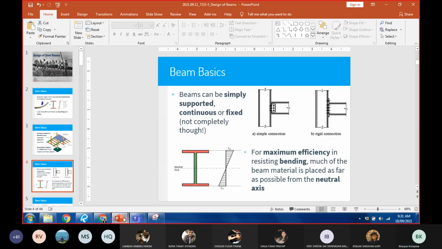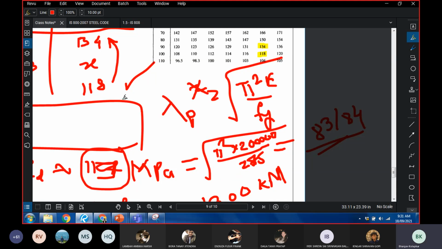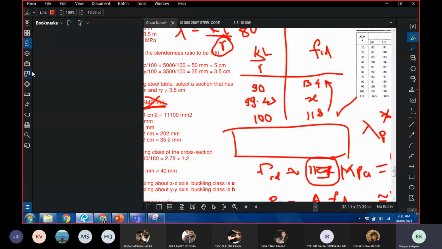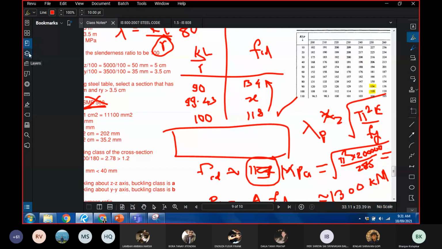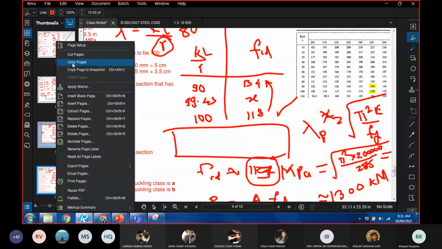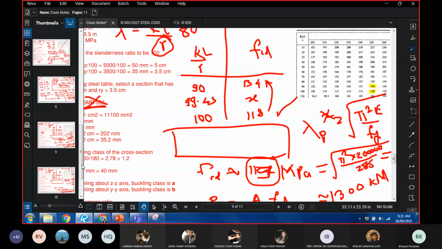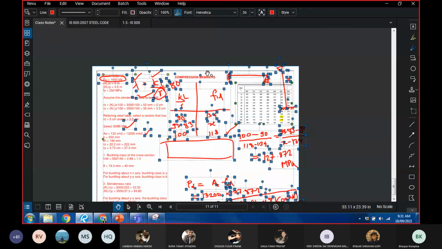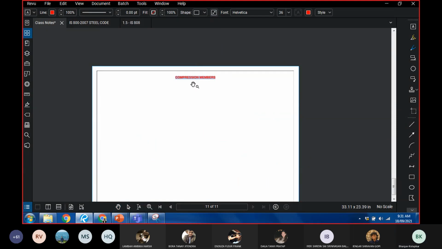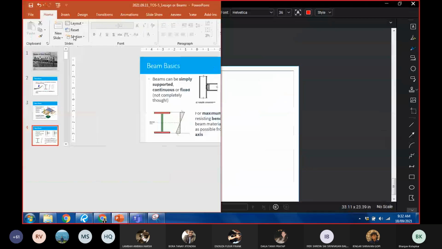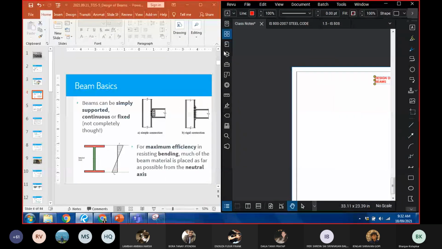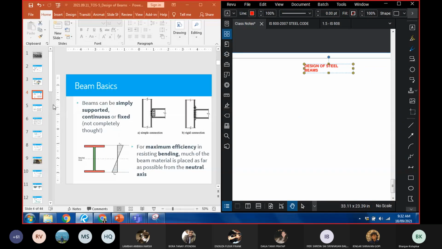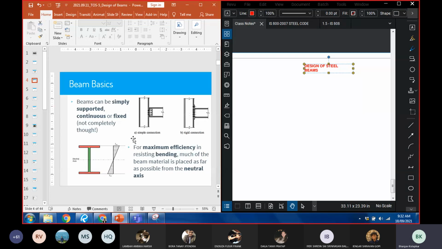Now I would like to draw a few sketches, so I would open this side by side with our PDF marker. I hope you can read the text in the presentation.